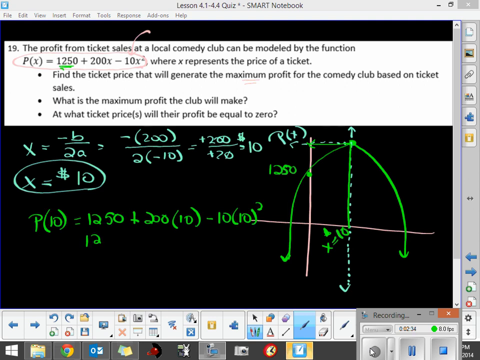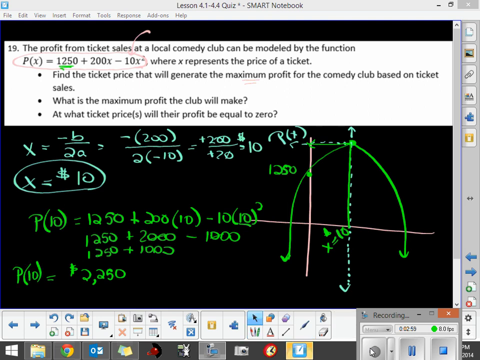Well, that's 1,250 plus 2,000, then minus, well, 10 squared is 100, and 100 times 10 is 1,000. So if I take 1,000 from 2,000, I'm left with 1,000, and I've got to add it to the 1,250, so that gives me $2,250 is the maximum profit that I'm going to make at this comedy club. And if I make each guest that comes in pay $10, that'll maximize my profit.